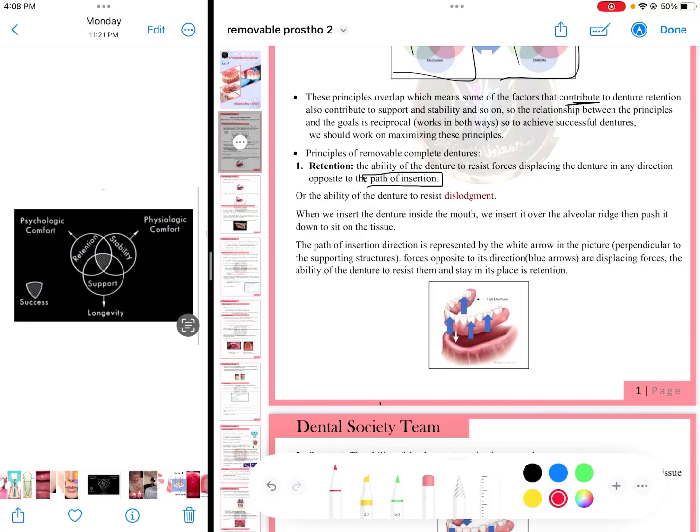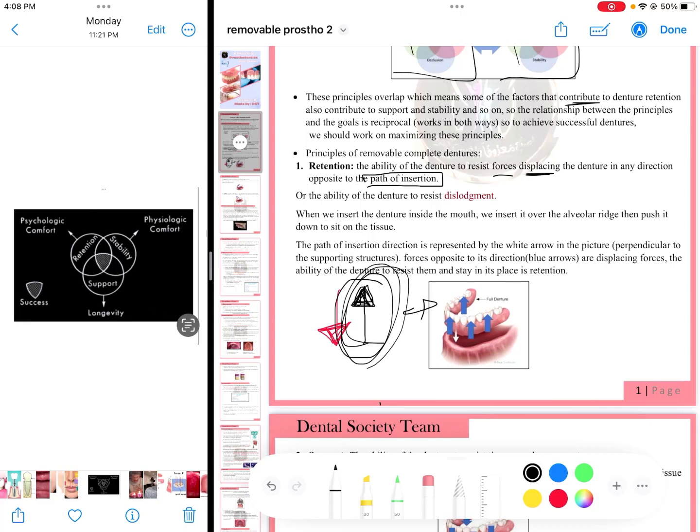Now for example, if we said that the path of insertion is like this, any force that will remove the denture in the direction opposite to the path of insertion is the force that will remove the denture from its place. Now if I resist this force, this causes retention.